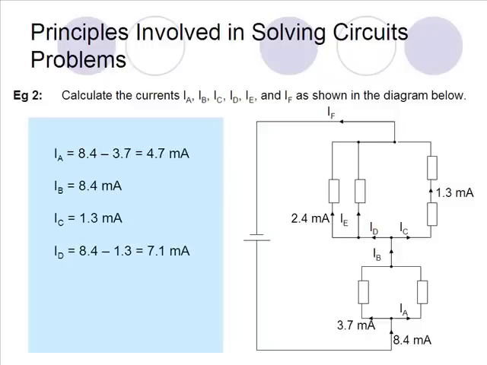How to find IE? What's the equation? Look at the junction, the black dot. Going in is ID. Coming out is IE plus 2.4. So IE will be ID minus 2.4. Yes, great.